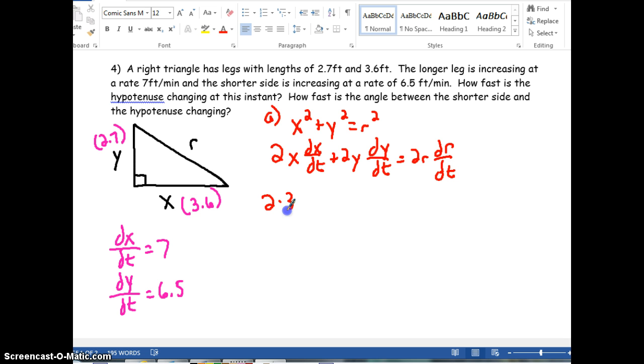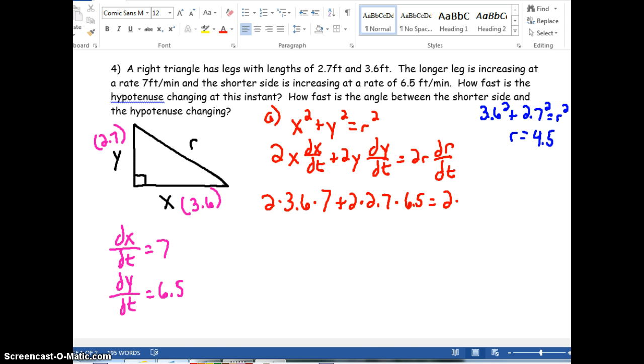This is 2 times x, which is 3.6, times dx dt, which is 7, plus 2 times y, which is 2.7, times my dy dt, which is 6.5. This is equal to 2 times r. Well, I don't have r right now. So what we've always said is when you're missing something, you go back to the original equation. So I'm going to do that. This is x squared plus y squared equals r squared. I'm going to plug in 3.6 squared plus now my 2.7 squared, and that's going to equal r squared. You solve this for r, and you get r is equal to 4.5.